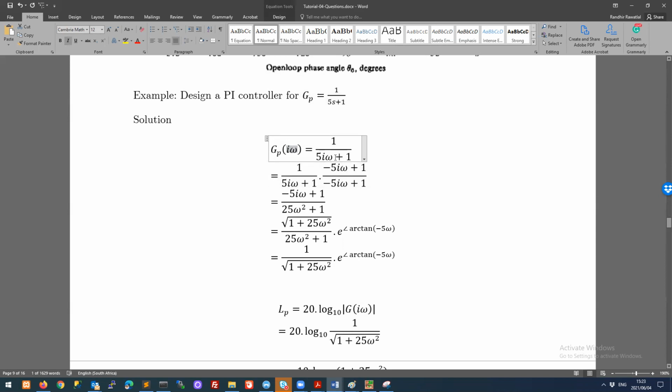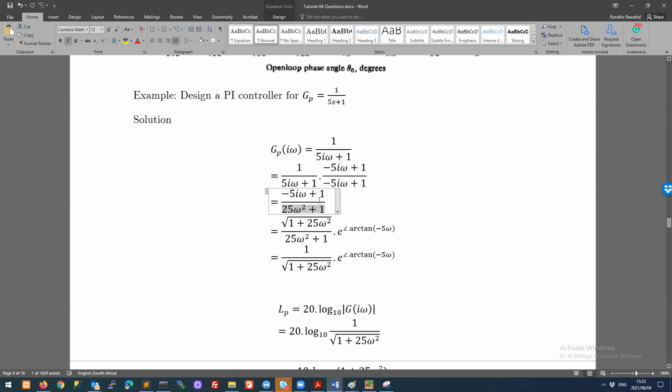So to figure it out, first we apply i omega for the process. So s becomes i omega over there, which we don't like in the denominator. So we multiply by the complex conjugate, and then we get the form that looks like this. And then we want to rewrite this in polar coordinates. So at the moment it's written in Cartesian coordinates. Notice here that we've gotten rid of the imaginary part in the denominator. So this is in Cartesian coordinates.